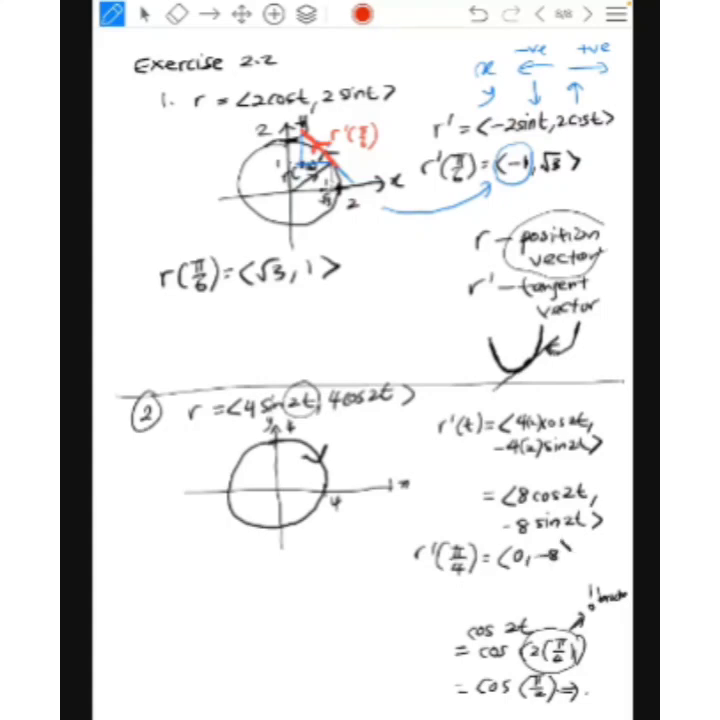Zero, negative x. Okay, zero, negative x. But again, remember, before you plot this zero, negative x, you have to find the r of pi over 4, the position vector first, from this equation. So you have 4 and 0.